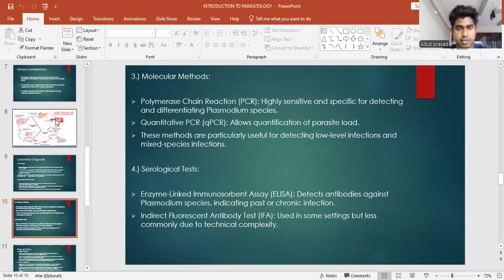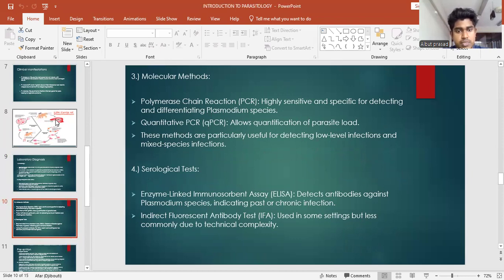Third is molecular methods. PCR is highly sensitive and specific for detecting and differentiating Plasmodium species. Second is quantitative PCR, or qPCR, which allows for quantification of parasite load.